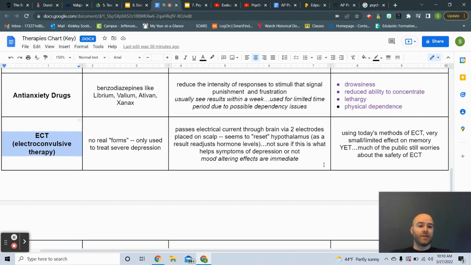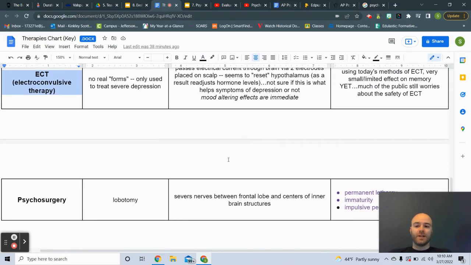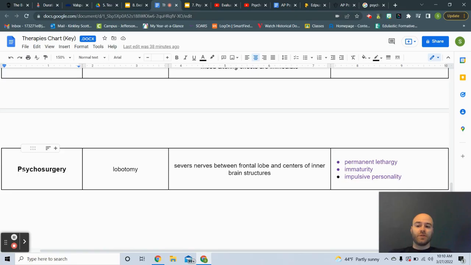Okay, so using today's methods of ECT, there's a very small, limited effect on memory, but much of the public still worries about the safety and efficacy of ECT in general. And our last biological therapy is psychosurgery.